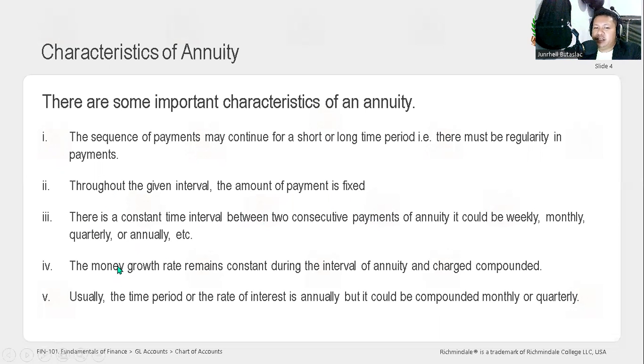Next, the money growth rate remains constant during the interval of the annuity and charges compound interest. Number 5, usually the time period or the rate of interest is annual, but it could be compounded monthly or quarterly. So these 5 are the characteristics of annuity.